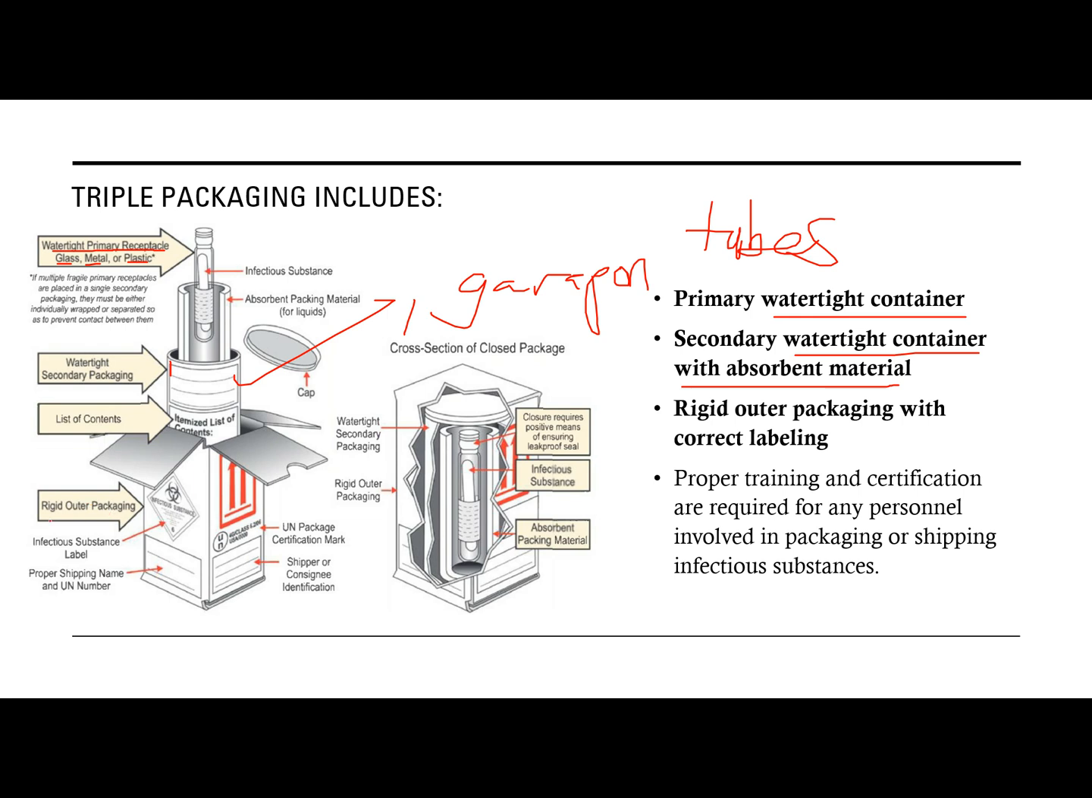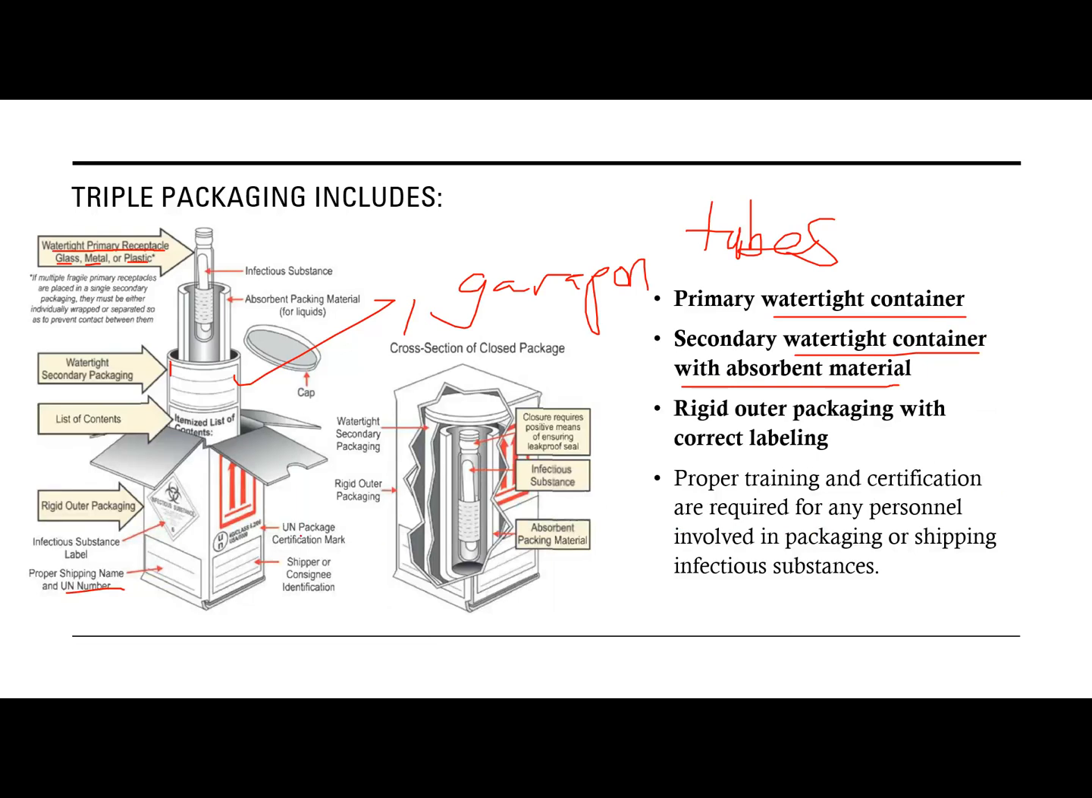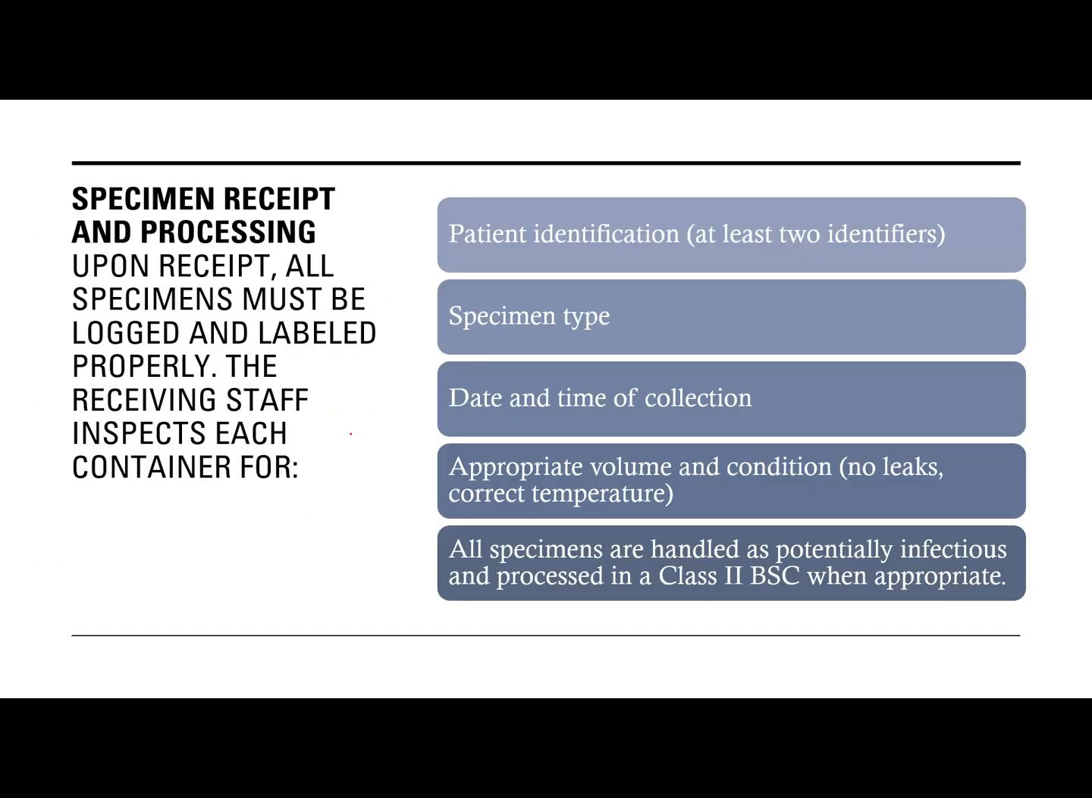Then we have the rigid outer packaging. The rigid outer packaging should have an infectious substance label, a proper shipping name and UN number. Ano yung UN number? Ito yan, UN 2814, UN 2900. Then there has to be the UN package certification mark, shipper or consignee identification. So those are the things that you need to take note of. This requires proper training, class. May training, two days, if you want to know how to properly package infectious substances. So in the future, hopefully matry nyo to or ma-practice nyo.